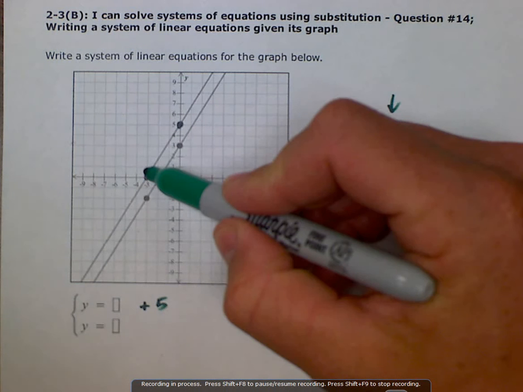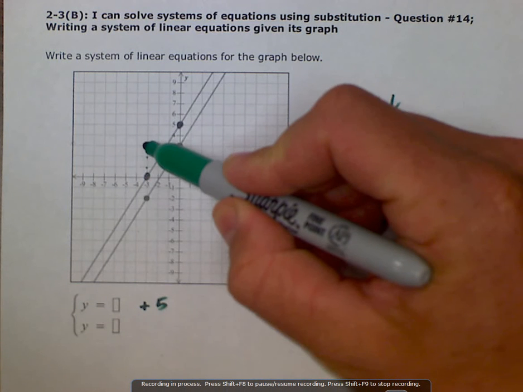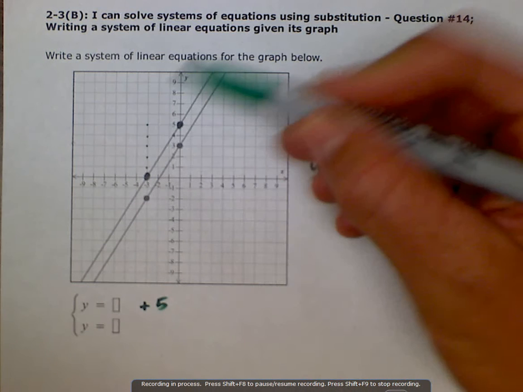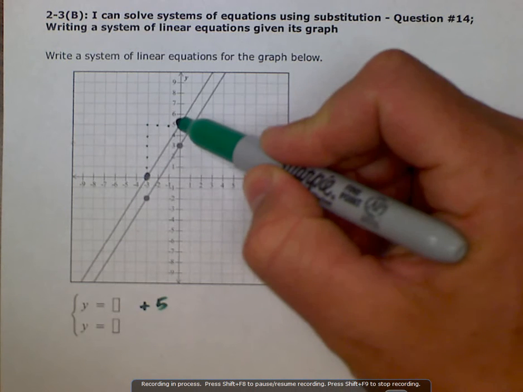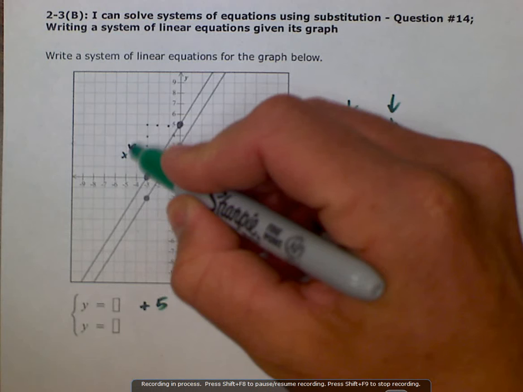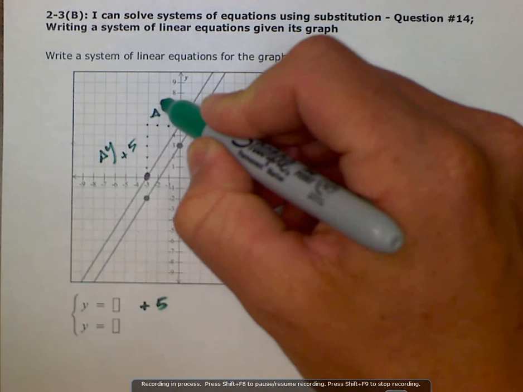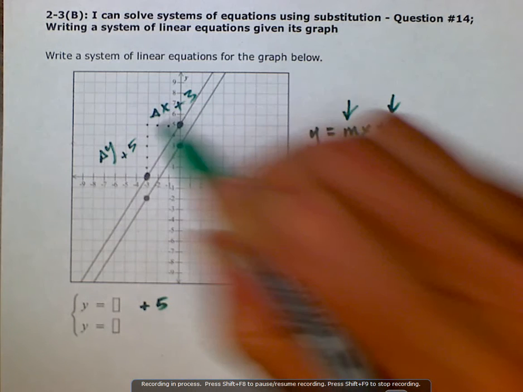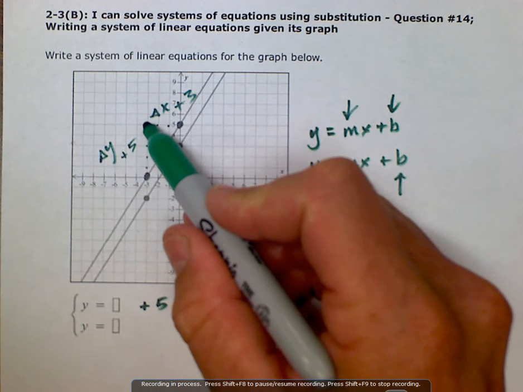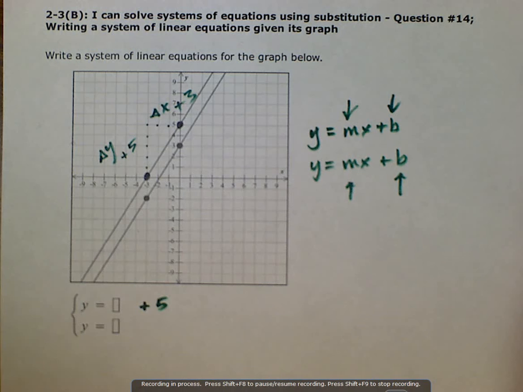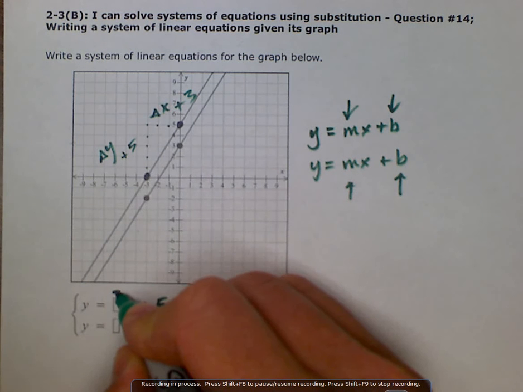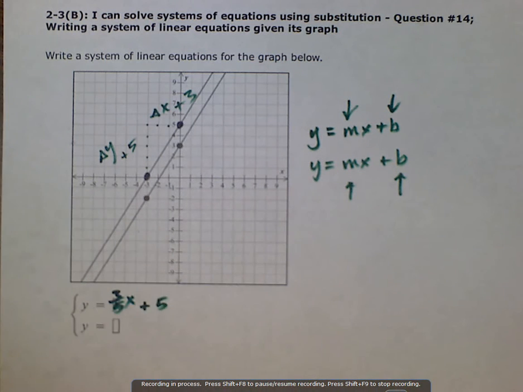We go up 1, 2, 3, 4, and 5, and over 1, 2, and 3. So we are plus 5 in our change in y, and we are plus 3 for our change in x. So we move positive 5 in the y direction, positive 3 in the x direction, telling us that 3/5 is our slope. So there we go, 3/5 x plus 5 is our first one.